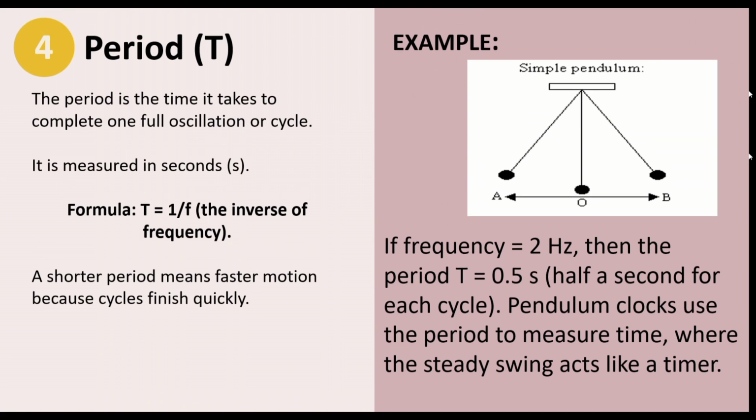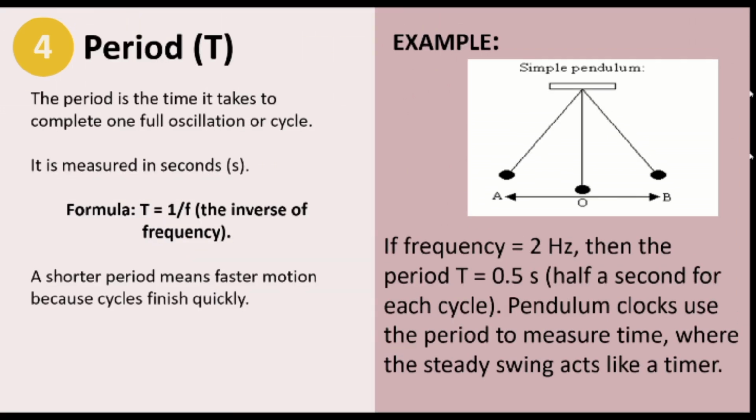Now, what about period? The period is the time it takes to complete 1 full oscillation or cycle. It is measured in seconds, and it's the inverse of frequency. T equals 1 over f. A shorter period means faster motion because cycles finish quickly.